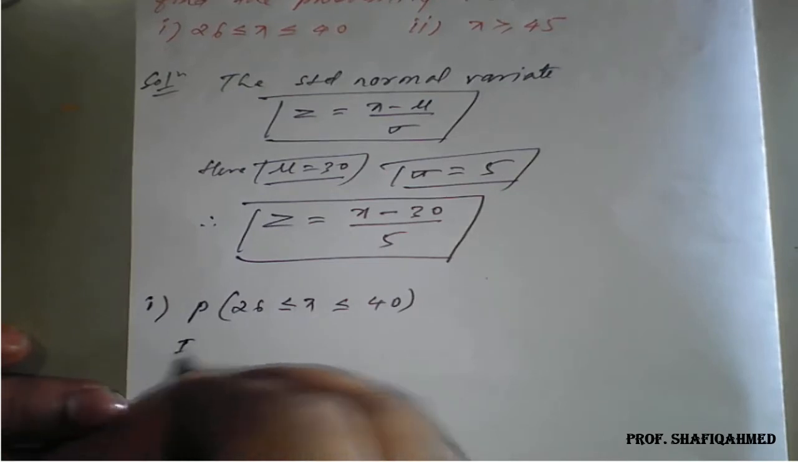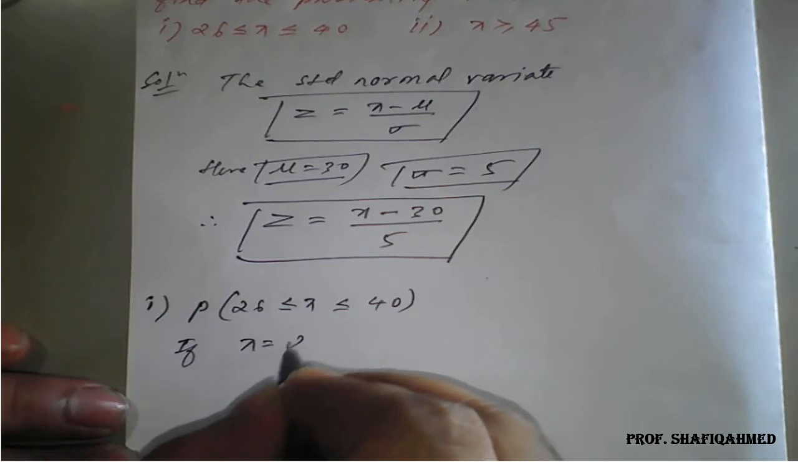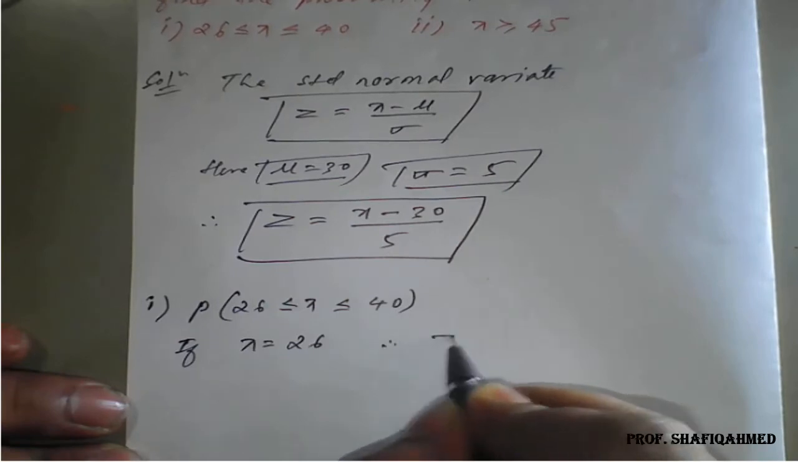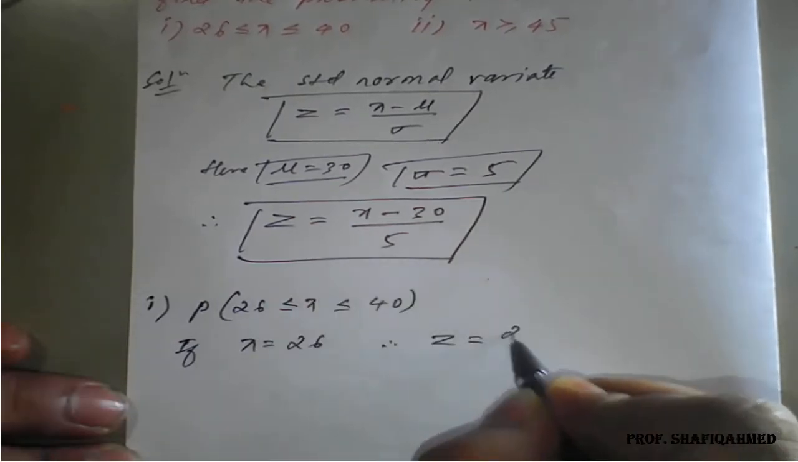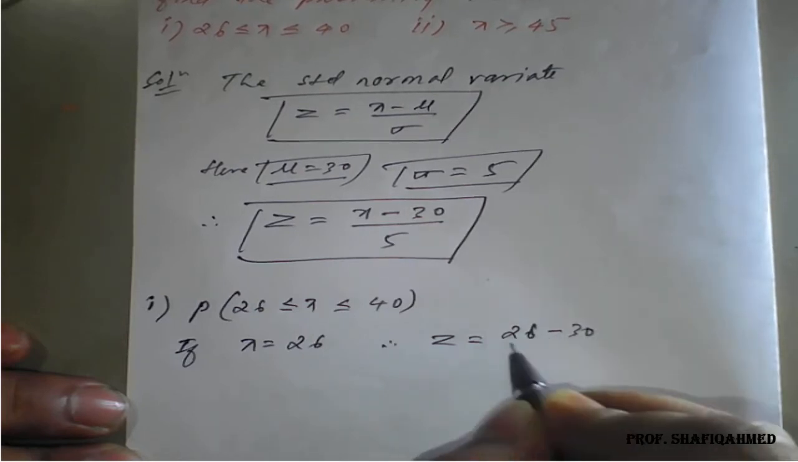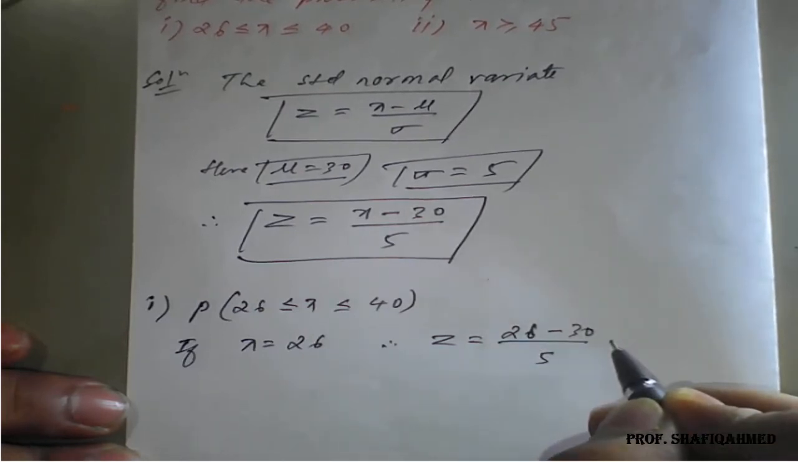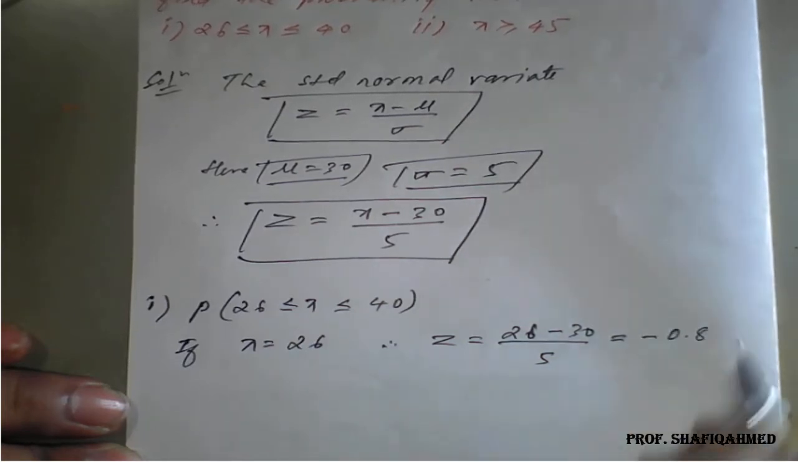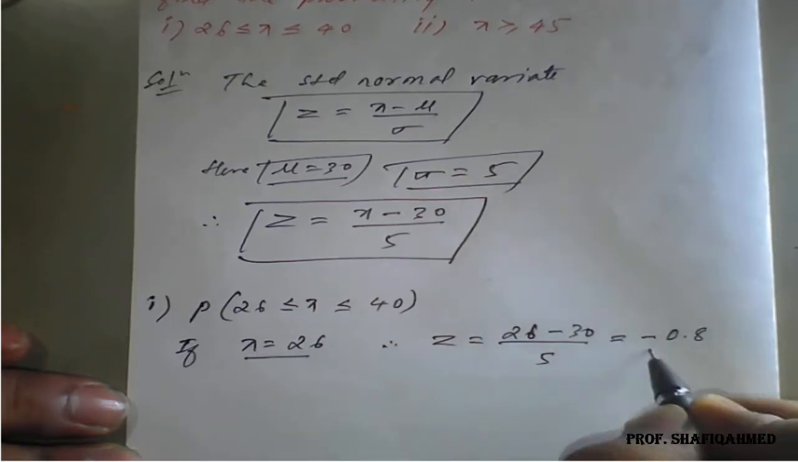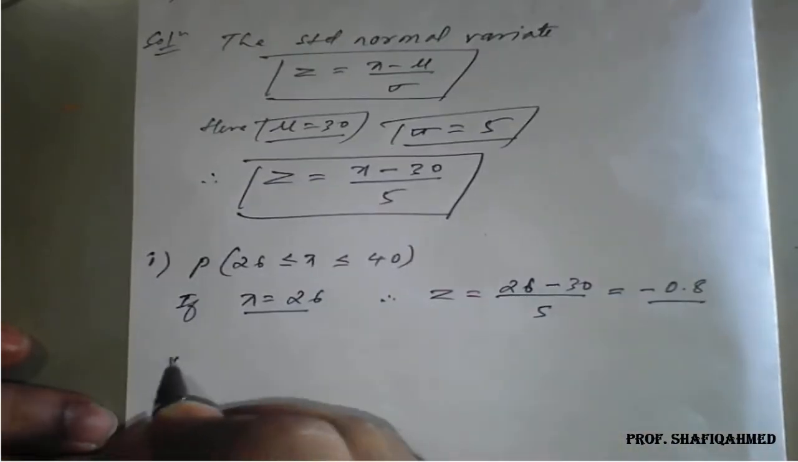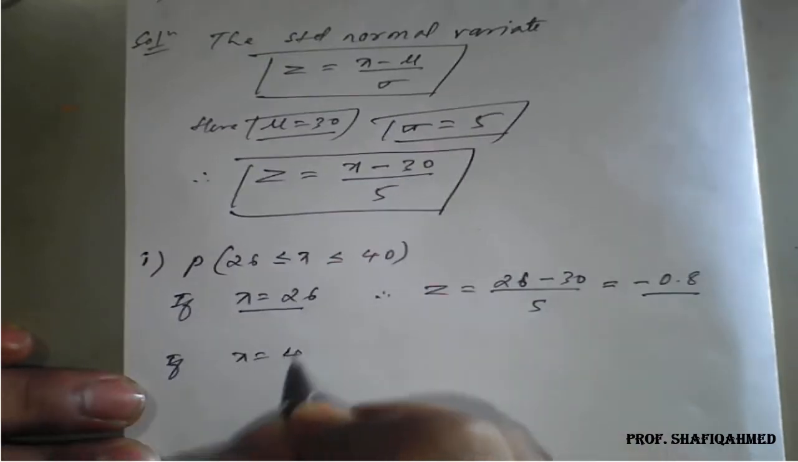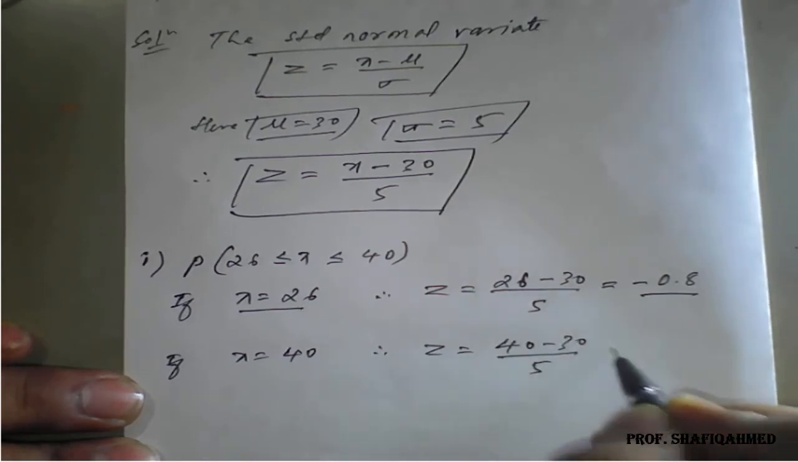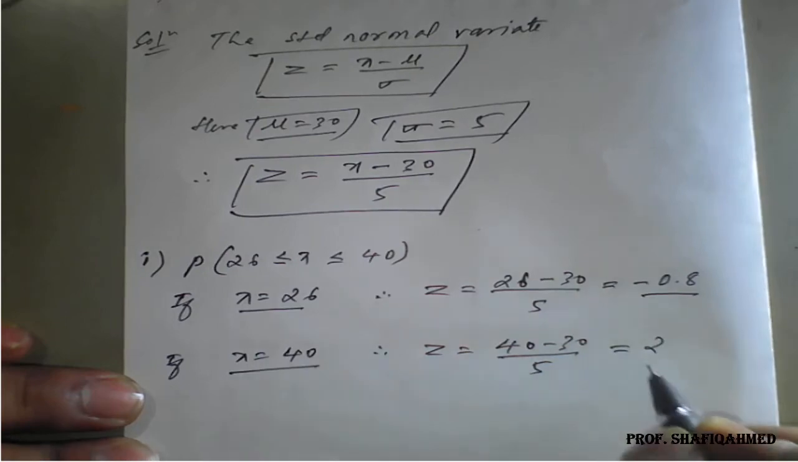Now if x is equal to 26, z is equal to 26 minus 30 divided by 5, which is nothing but minus 0.8. When x is 26 it will be minus 0.8. If x is 40, what happens to z? It is 40 minus 30 divided by 5, which is nothing but 2. So when x is 40, z will be 2.